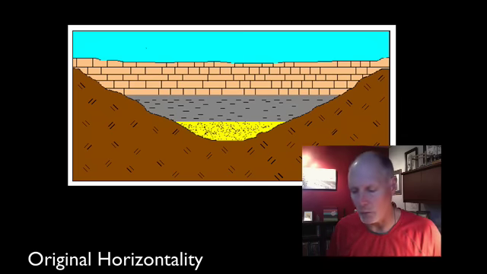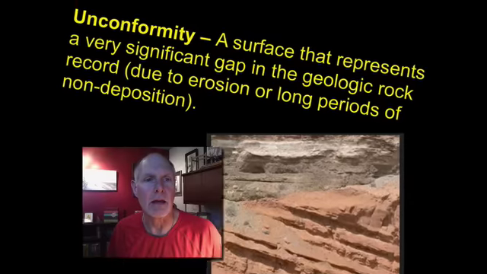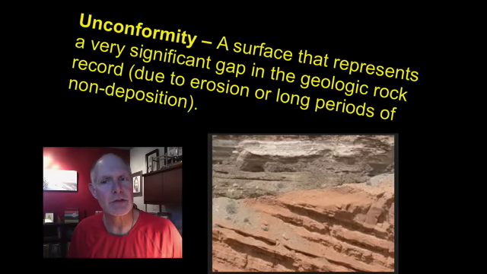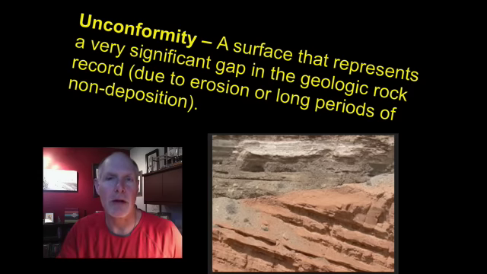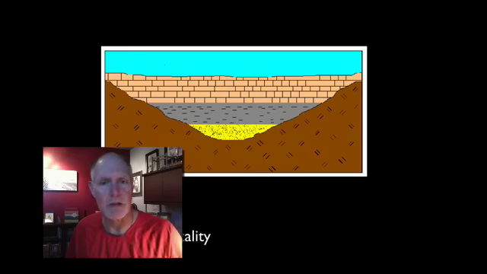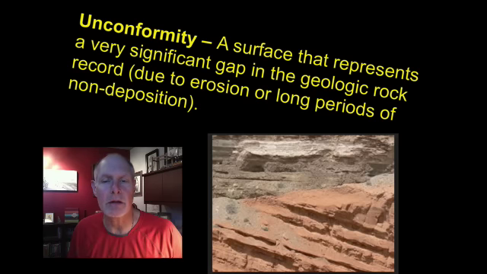That's because some erosion has taken place, and that forms what we call an unconformity. That's a surface that represents a significant gap in the geologic rock record due to erosion or long periods where no deposition was taking place. In the image down below, you can see the line between the reddish material at the bottom and the gray material at the top. It's not perfectly flat across there, it's bumpy, much like this one was at the very top. That would be an area of unconformity.